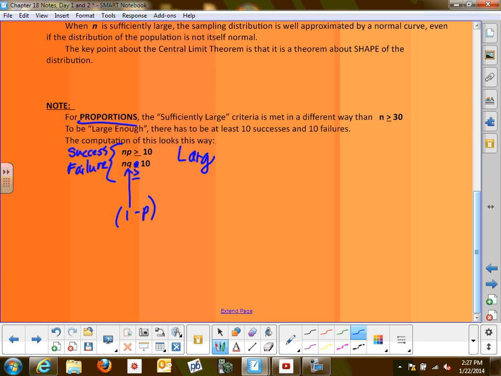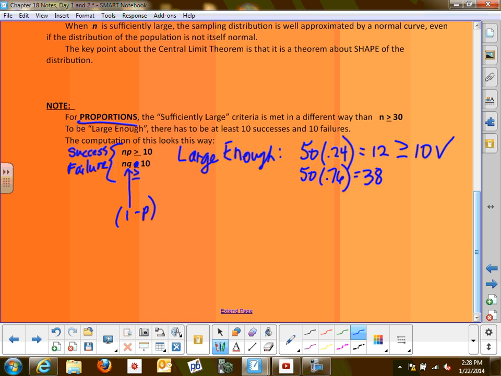Yesterday, we want to see if our sample was large enough. So here we go. Our sample size was 50. The proportion of blue M&Ms that the Mars company told us was 24%. 50 times 0.24 is 12. Is that greater than or equal to 10? Yes. So that's considered large enough for that one. Let's check the failures, which actually is even larger. The rest of the sample, it's the other 38. So that also is large enough.